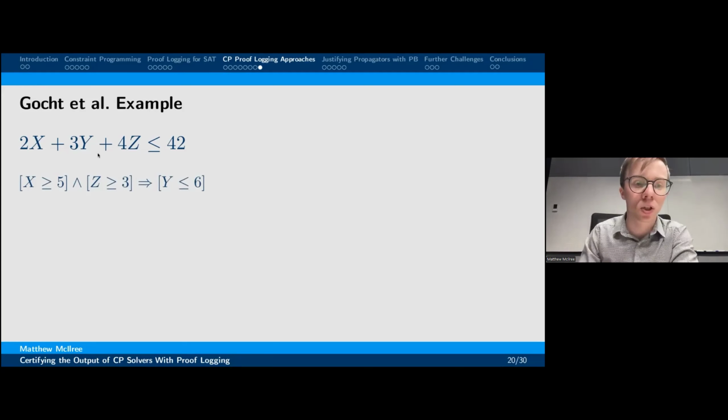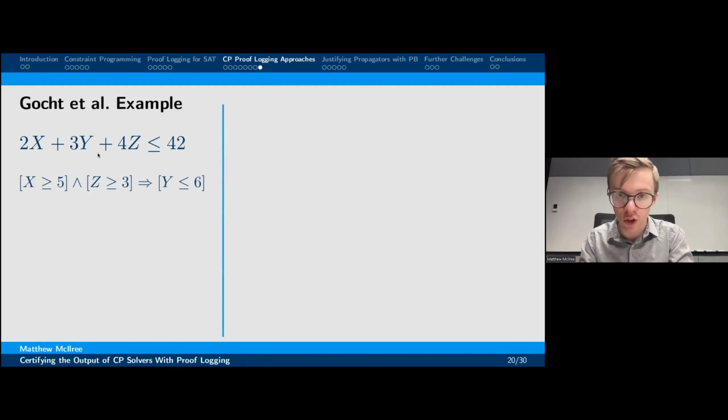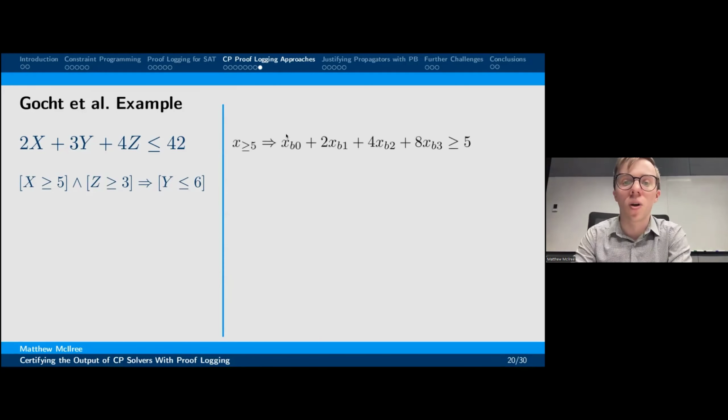So a CP solver should be able to infer this, and if we're working in some kind of RUP-like, resolution-like proof framework, we need to be able to derive this explanation in the proof. So this is how we can do this with pseudo-Boolean reasoning. So first of all, the VeriPB proof format does allow us to introduce redundant constraints, as I mentioned before, because we're now talking about general pseudo-Boolean constraints that are not strictly just clauses. These are general 0-1 integer linear inequalities. So x being greater than or equal to 5 implies, and what we're going to do is we're going to encode the CP variable x as a bit string.